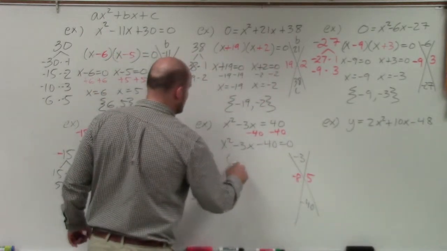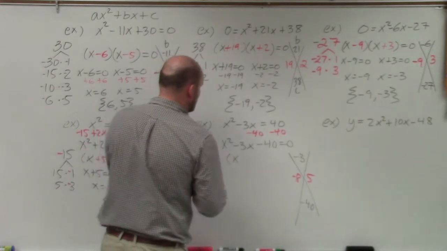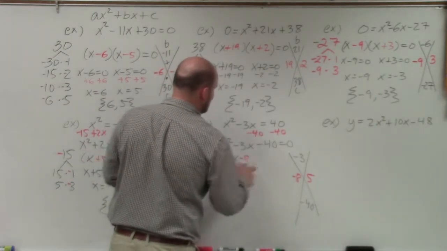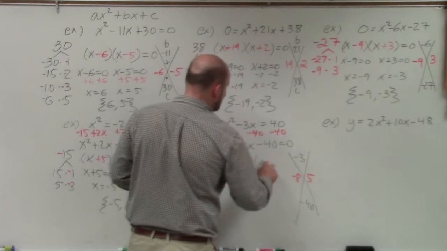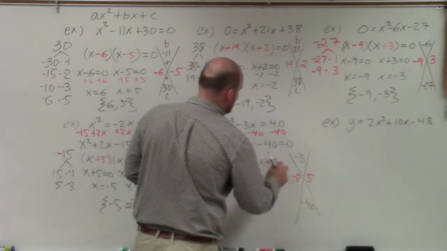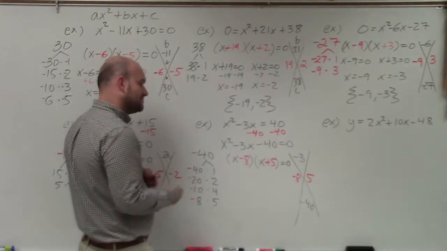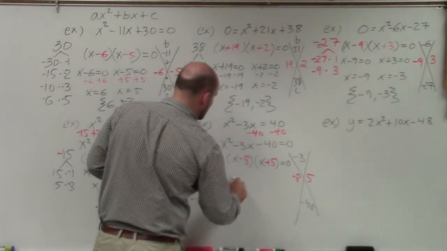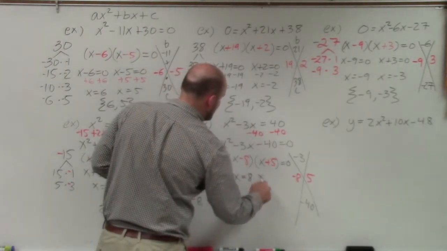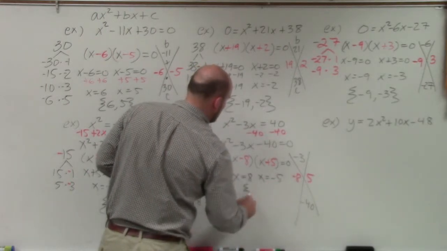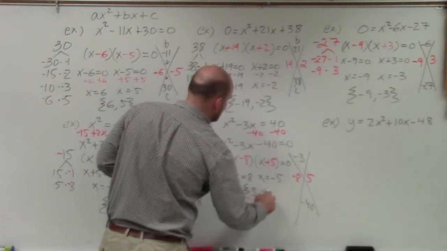I'll write just the quantities and then write the expression. So I have x minus 8 times x plus 5 equals 0. Now you set them both equal to 0 and solve. What you get is x equals 8, x equals negative 5. So you have 8 comma negative 5.